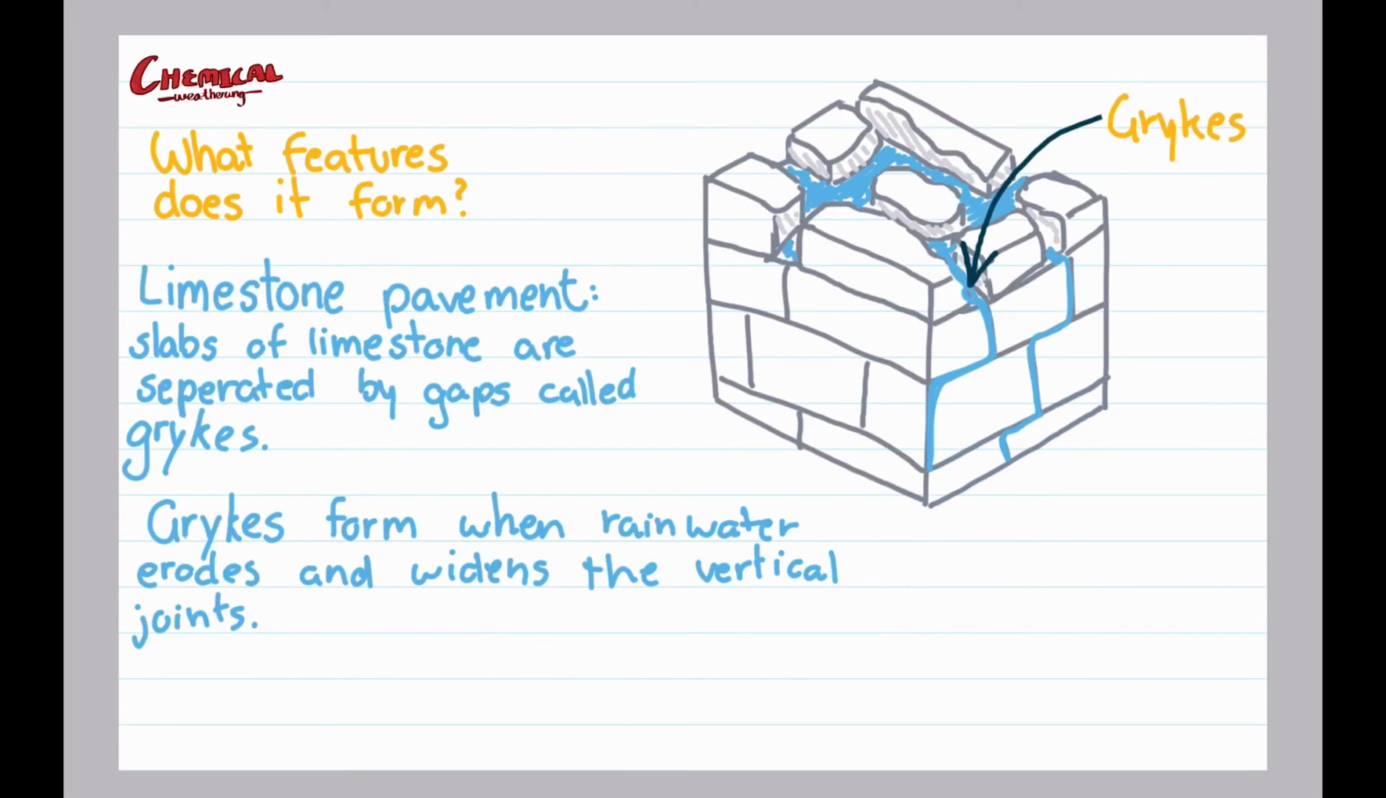What features does it form? Limestone pavement. Slabs of limestone are separated by gaps called grikes. Grikes form when rainwater erodes and widens the vertical joints.